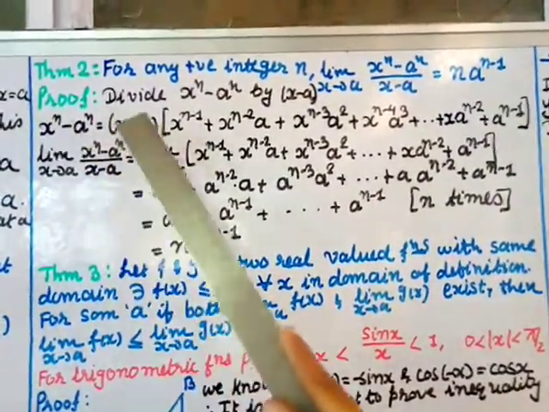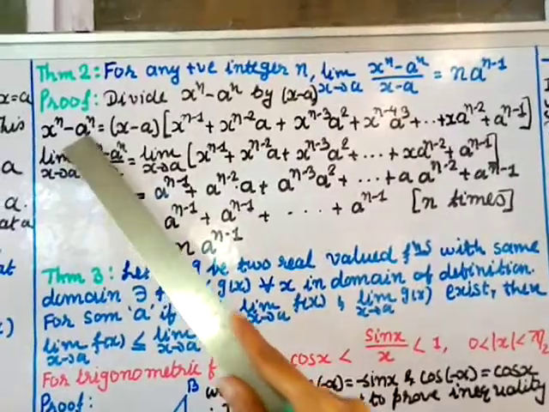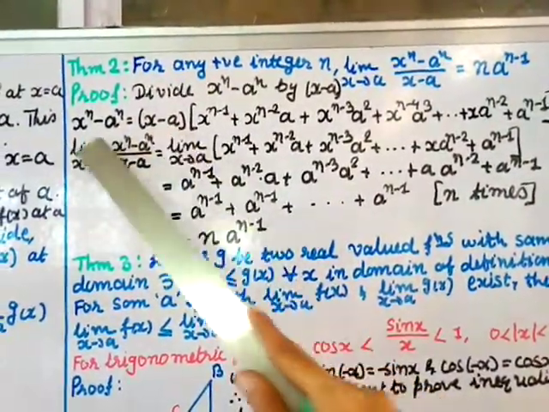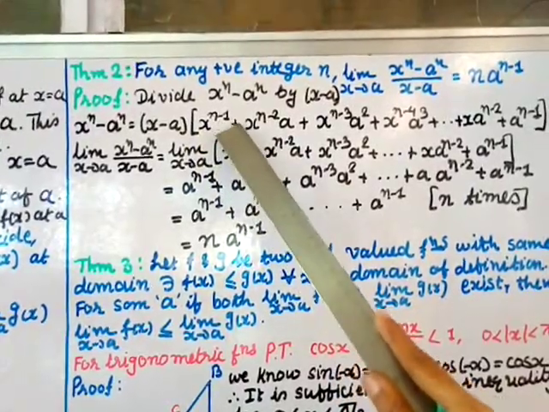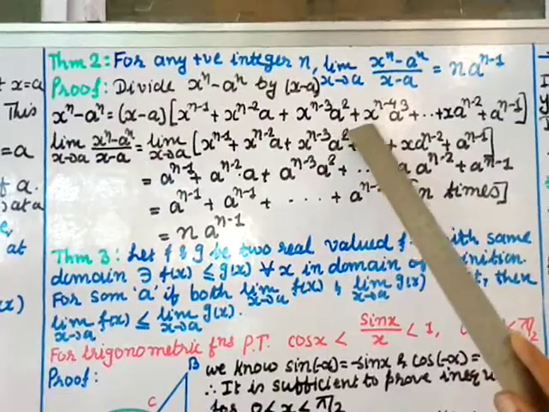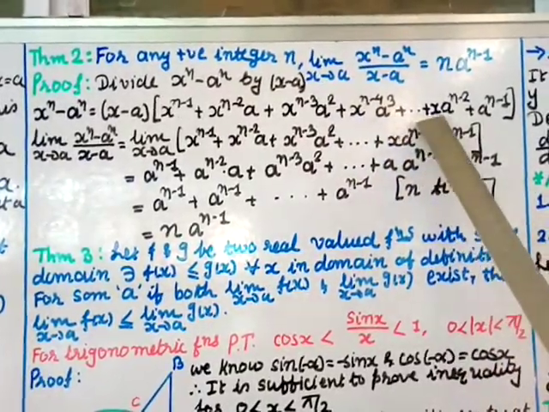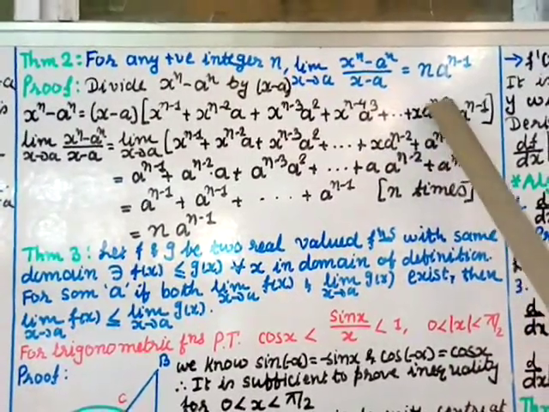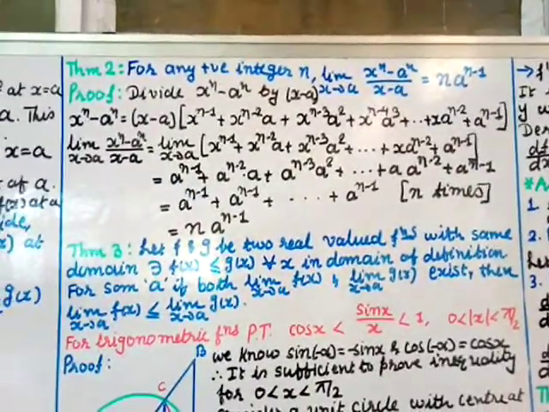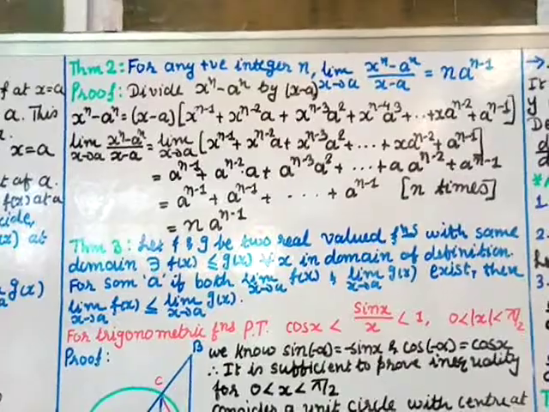The x power will decrease one by one and a power will increase in each term by 1. So when you take x minus a, you can write this as x power n minus 1 plus x power n minus 2 a plus x power n minus 3 a square plus x power n minus 4 a cube plus up to plus x a power n minus 2 plus a power n minus 1. This you can try to understand by the known result of power 3. Let us try to see that.